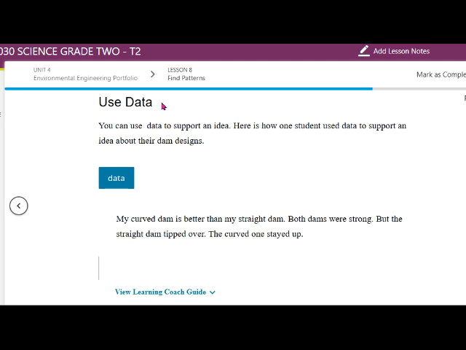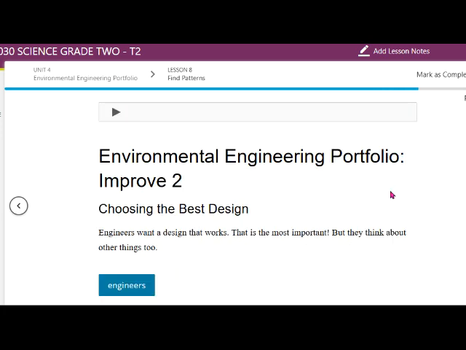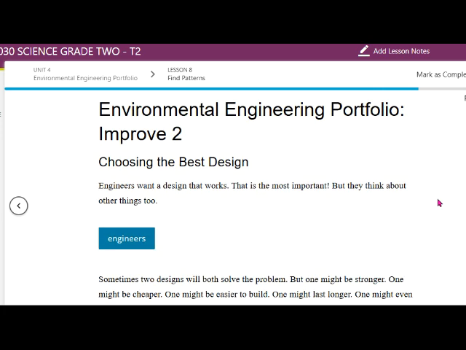Use data. You can use data to support an idea. Here is how one student used data to support an idea about their dam designs. My curved dam is better than my straight dam. Both dams were strong, but the straight dam tipped over. The curved one stayed up. So just like I had some sentences about that in my science journal, you're going to write some sentences in yours. This is another example of what someone learned about their dams. So everyone's information might be different.